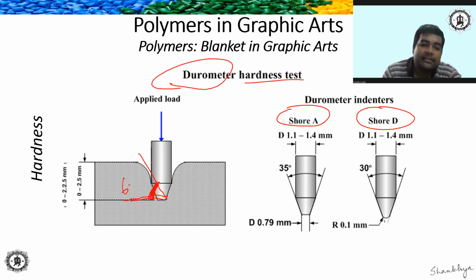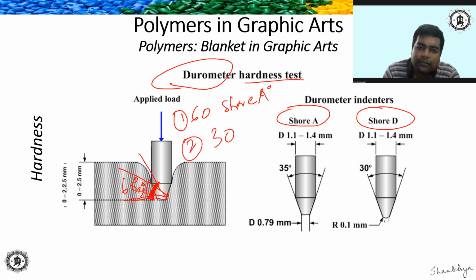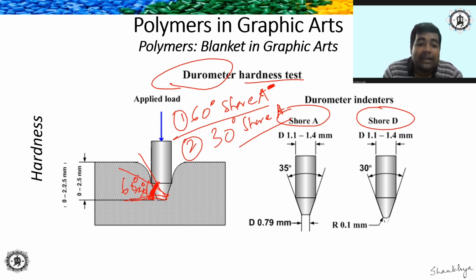So for example, this is 60 degrees. Maybe another blanket, with the same durometer, makes an angle of 30 degrees. Okay, let us say this is 30 degrees. So we have two blankets. Blanket 1 having a hardness of 60 degrees Shore A, and blanket 2 having a hardness of 30 degrees Shore A, right? So which blanket do you think will be harder in nature? Obviously the one having 60 degrees Shore, because it is not allowing a higher angle.